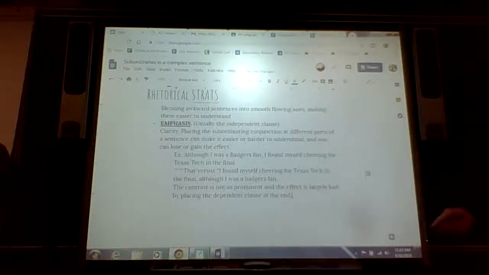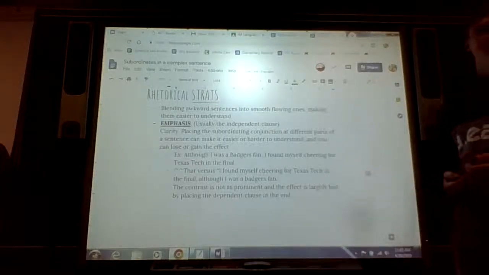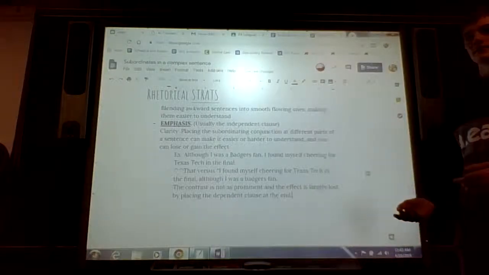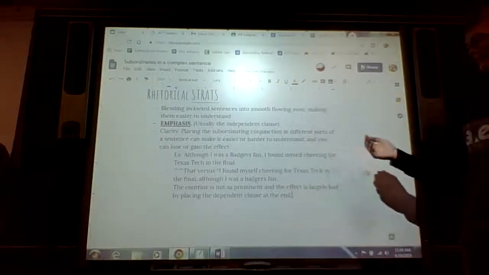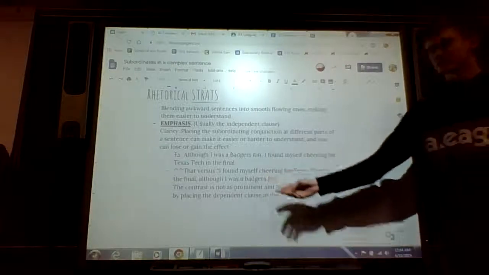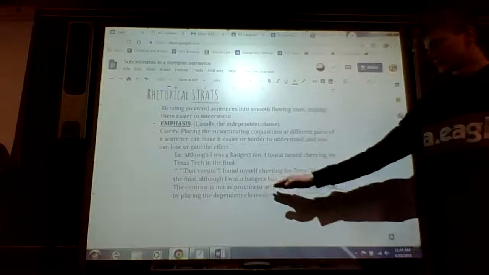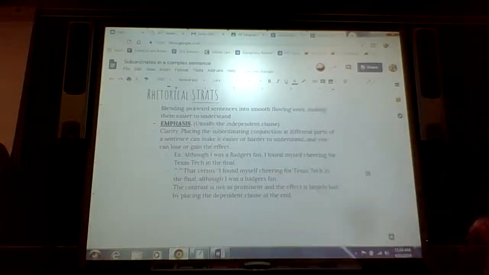So here's an example. Although I was a Badgers fan, I found myself cheering for Texas Tech in the final. And that's versus, I found myself cheering for Texas Tech in the final, although I was a Badgers fan. The contrast isn't quite as prominent if you have the subordinate conjunction at the end, because it loses the effect of the contrast. Although I was a Badgers fan, I was cheering for a different team versus having it at the start.